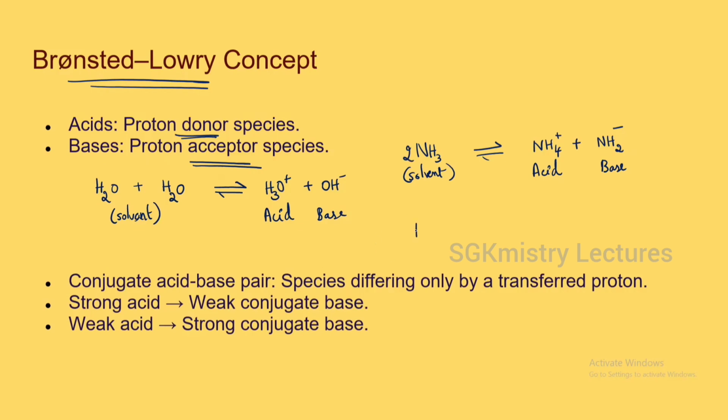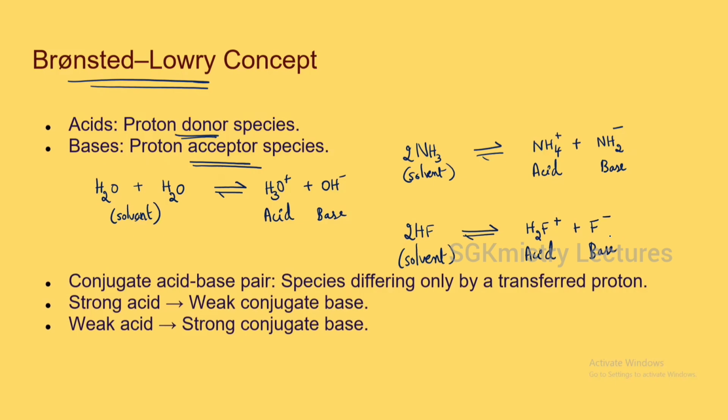In the same way, I can also take HF. This can form H2F plus, and along with that you also get F minus. Again, I need to take 2 here, and this is again acting as a solvent. On the product side, it is very clear H2F plus can donate a proton, so this acts as an acid, whereas F minus can accept a proton, so this acts as a base.